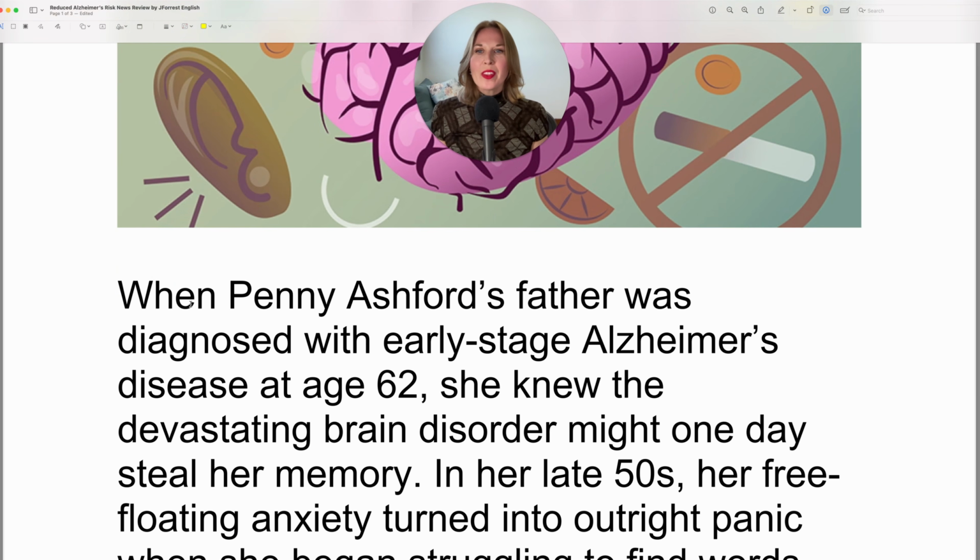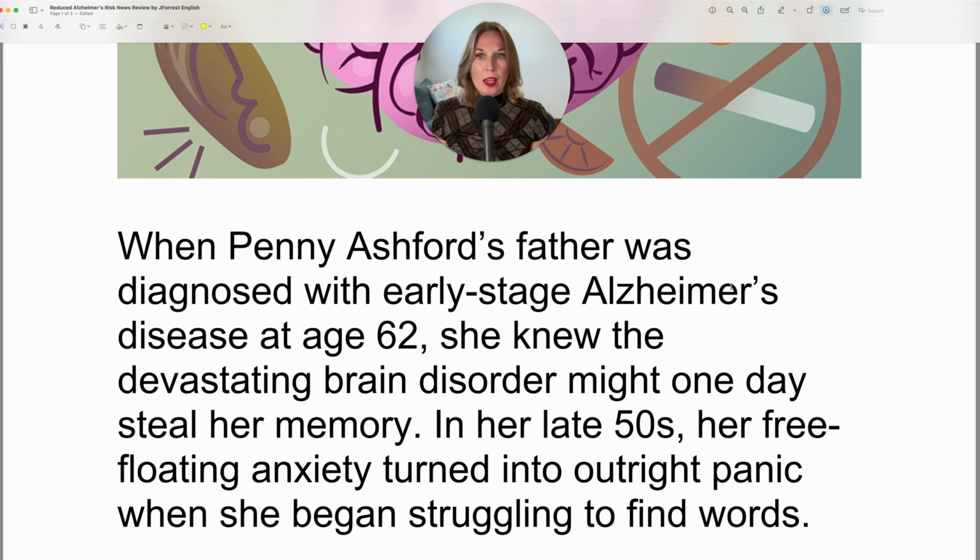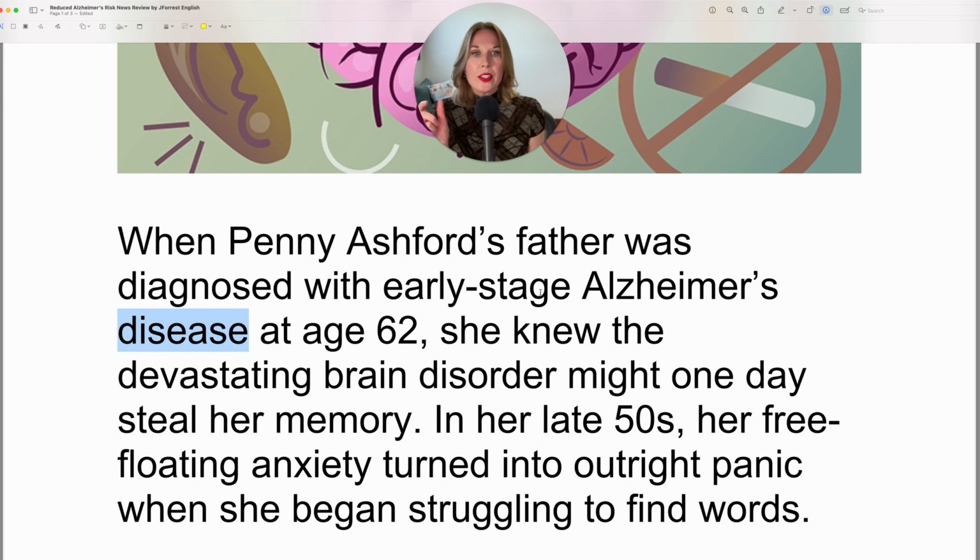Let's keep reading. When Penny Ashford's father was diagnosed with early stage Alzheimer's disease, so here notice they added disease. You could just say early stage Alzheimer's, but you would still keep that apostrophe S to show possession even if you don't have the word disease. And notice you're diagnosed with something, it's to be diagnosed with something. So her father was diagnosed because it's the simple past, it's a completed past action, was diagnosed with Alzheimer's. And then early stage is an adjective.